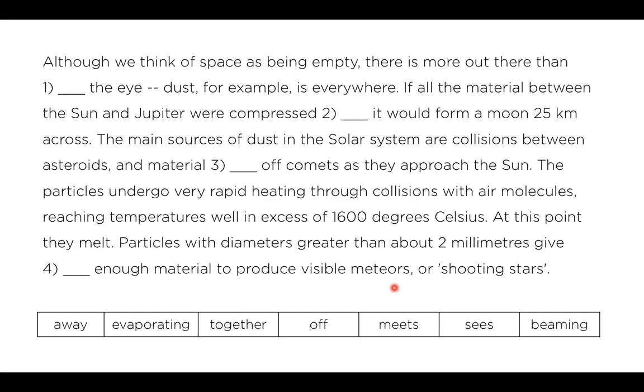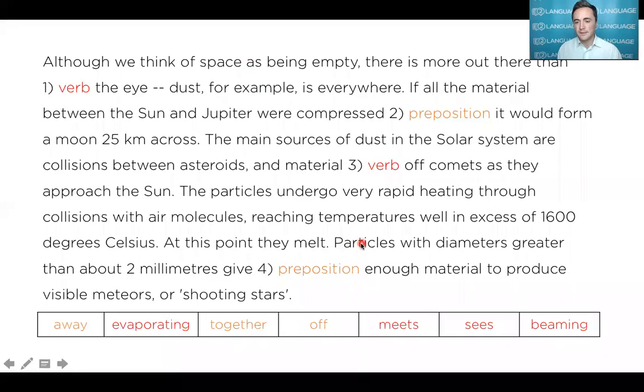Cool. All right. Let's have a look at the answers. This was pretty tricky, actually. First step, let's look at the type of word. So we know that this one's going to be a verb, right? And if we look down here, we have evaporating, meets, sees, and beaming. So 4 of the 7 are verbs, but we've increased our chances of selecting the right one.